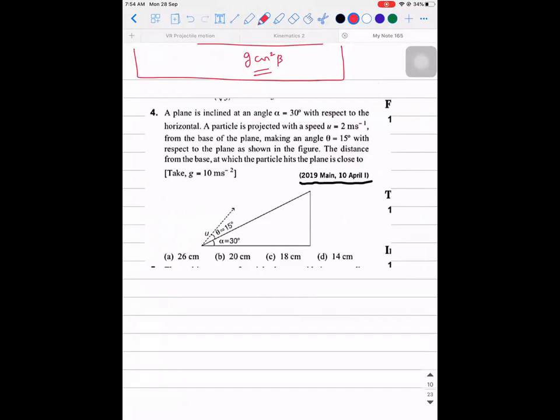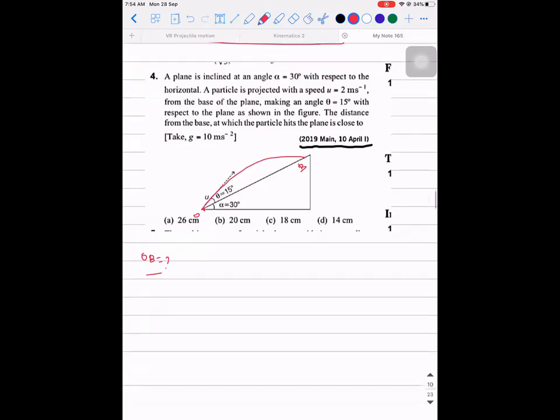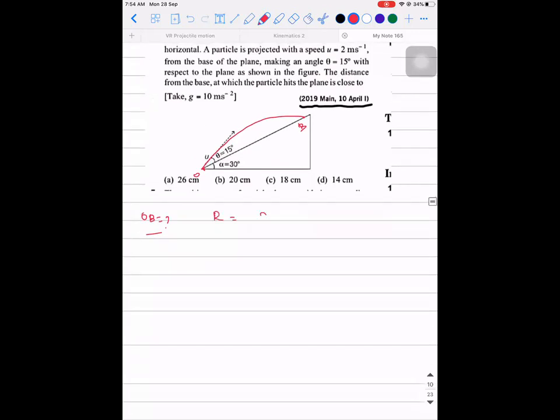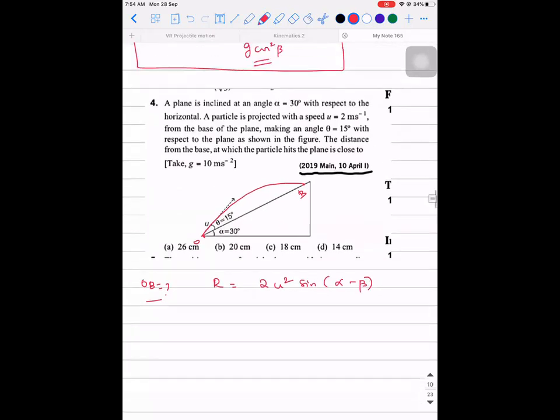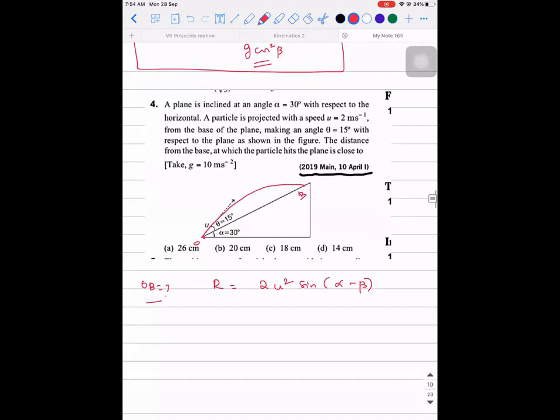So what are they indirectly asking? So we know all the story behind. It is going to travel in a parabolic path. Let's say it is hitting at B, then OB is what the question asks. So what is OB? OB is nothing but the range. Just now we saw it is 2u square sin of alpha minus beta into cos alpha divided by how much? g cos square beta. Yes.